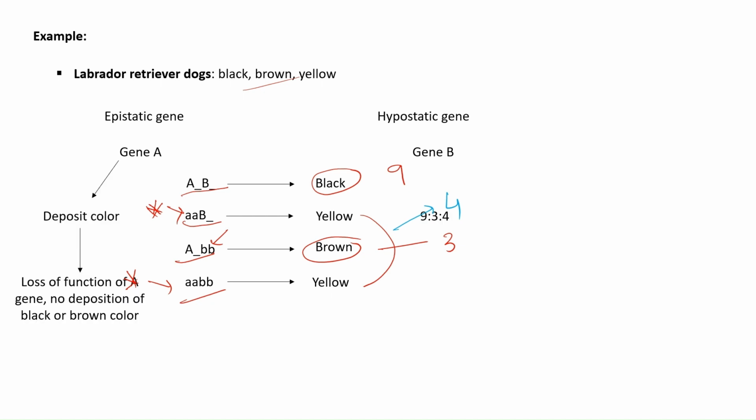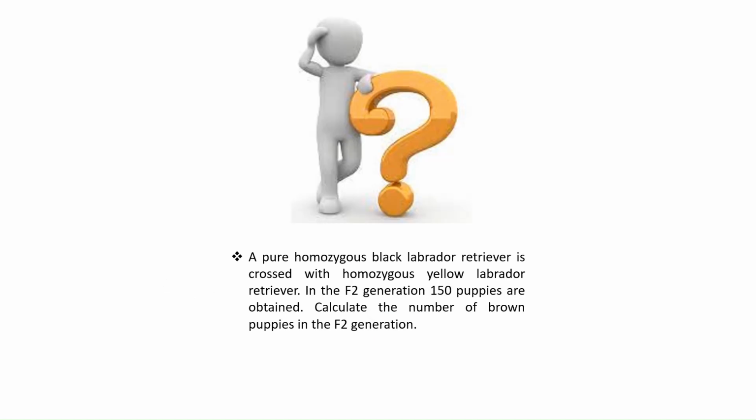Now, why does it happen? The reason behind this is gene A is actually responsible for deposition of color, either black or brown. When gene A is non-functional, recessive means gene A is now non-functional, both are in recessive state. In that, it cannot deposit any color. So it becomes yellow.